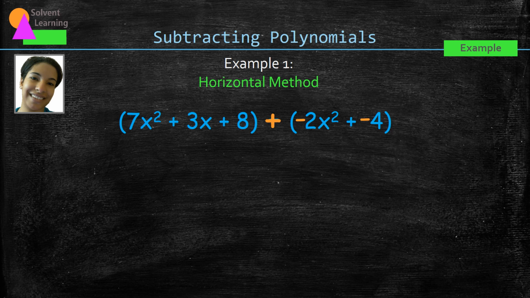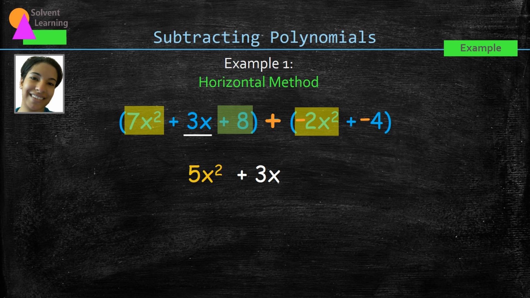Now we have an addition problem. So we can just combine like terms to finish this problem. We have the 7x squared from the first polynomial, combine that with the negative 2x squared in the second one. That gives us 5x squared. There's only an x term in the first polynomial, no x term to combine it with from the second one, so we bring that down. And then we can combine the constant terms. The positive 8 and the negative 4 give us positive 4. Okay, so putting it all together, our solution is 5x squared plus 3x plus 4.